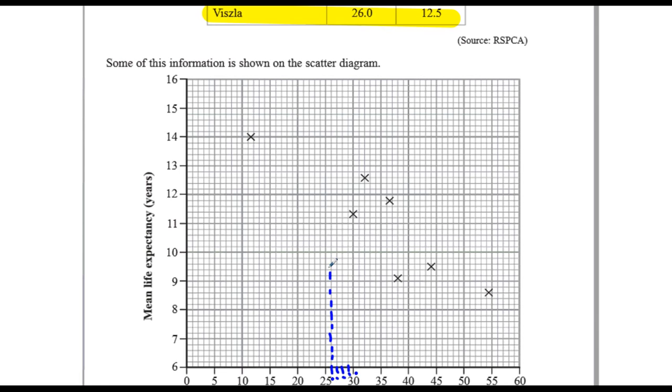Okay, getting it like that. Right. 12.5, sorry, not 20.5. So here's 12, here's 13. Guess what? 12.5 is in the middle. Now we're going to go across from there. And where they meet, that's where your cross is going to go. So let's mark it in. Perfect. Okay, that's going to get you a mark.